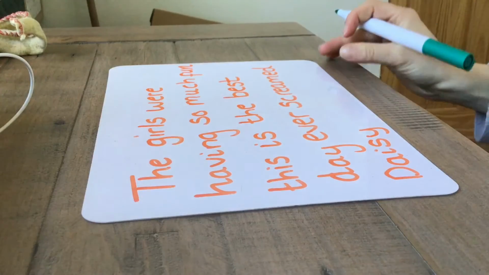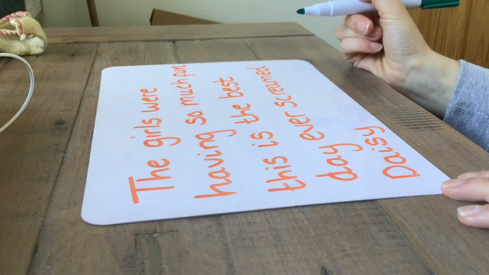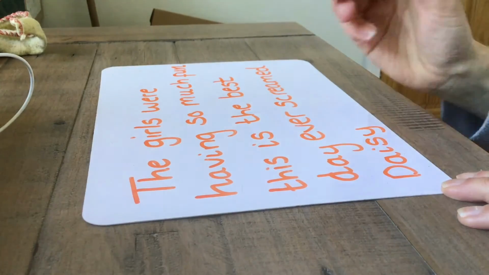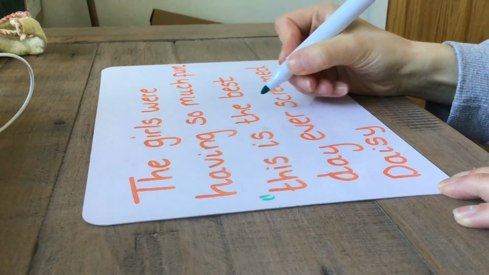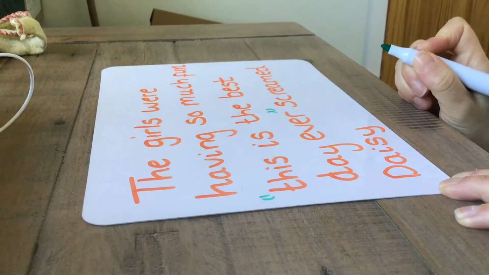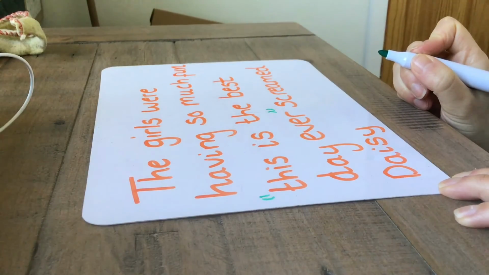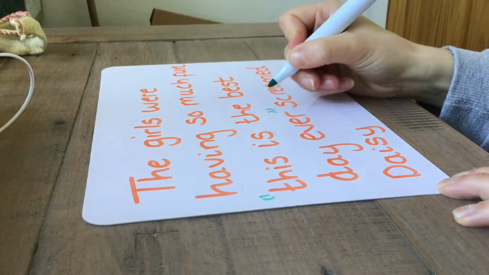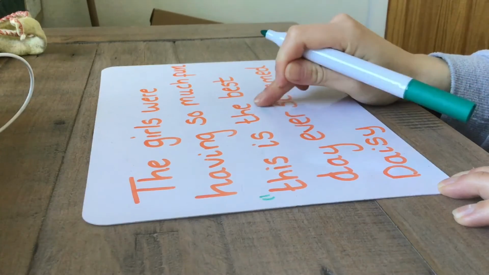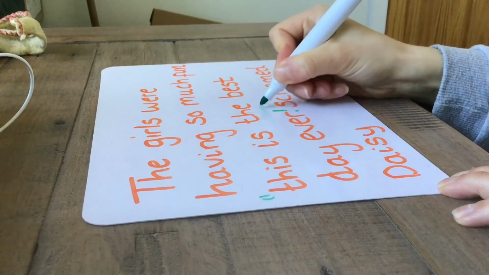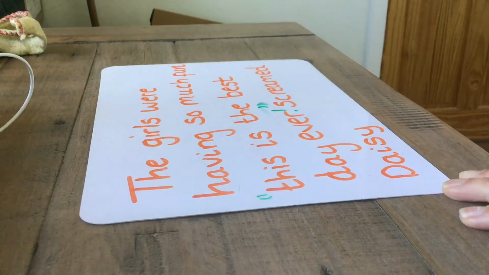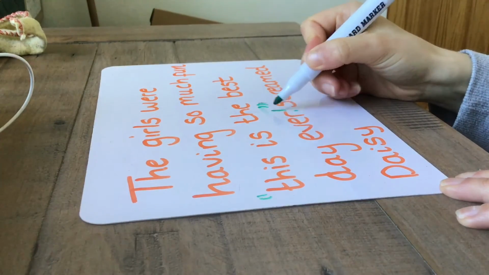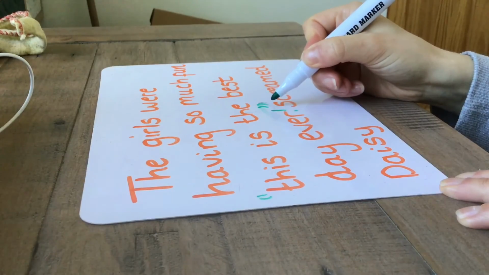Okay, so if we think about the bit that's been spoken, the girls were having so much fun. This is the best day ever, screamed Daisy. The bit that's been spoken is only this bit. So, because she screamed Daisy, you are likely to put an exclamation mark and then close the speech marks. So an exclamation mark goes inside the speech marks.